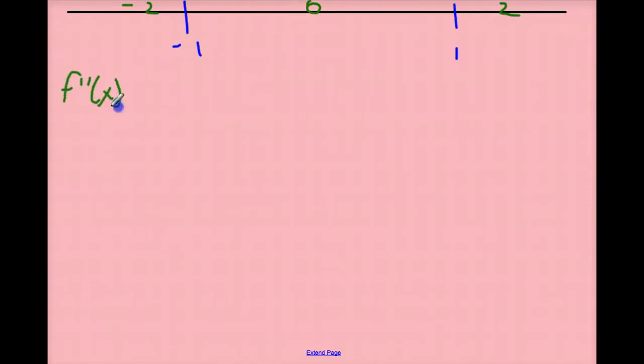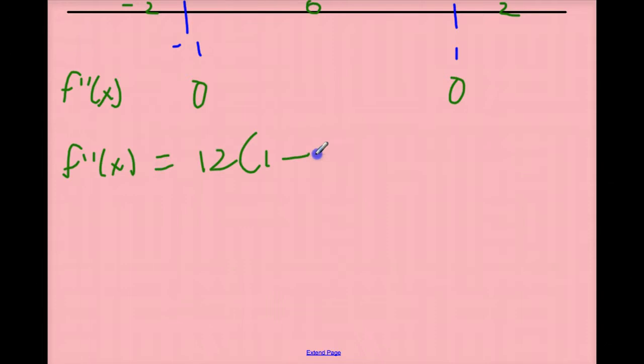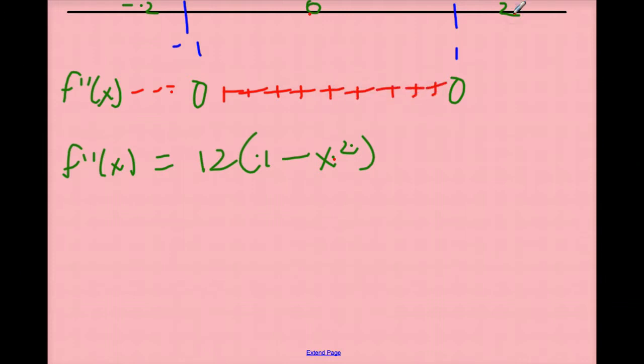So f double prime of x is 0 at -1 and at 1 because that's what we set it to. But let's now plug into what we have. As a reminder, f double prime of x was equal to 12 times (1 minus x squared). If I plug in -2, -2 squared is +4, 1 minus 4 is -3, times 12 gives me a negative number. So this section is negative. If I plug in 0, I get 12 times 1, which is +12, so I get positives over this section. And if I plug in +2, I also get 1 minus 4, which is -3, times 12, giving me a negative number.